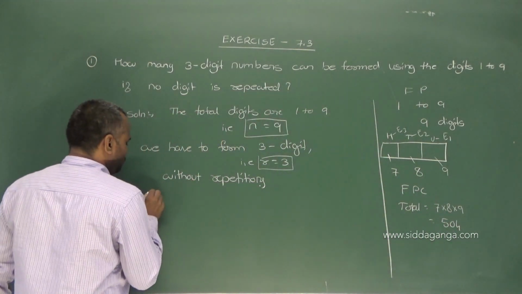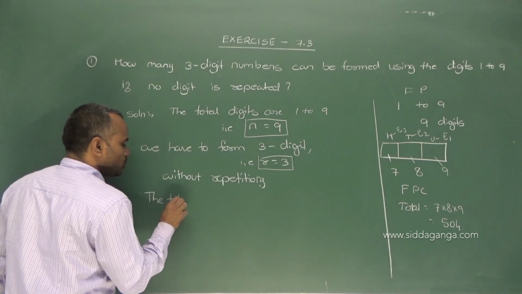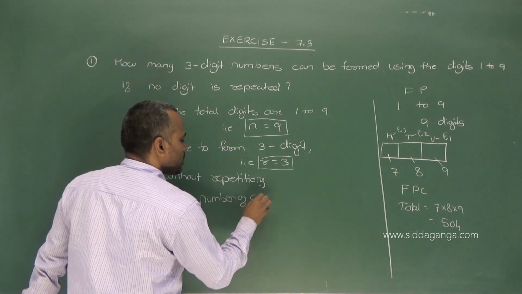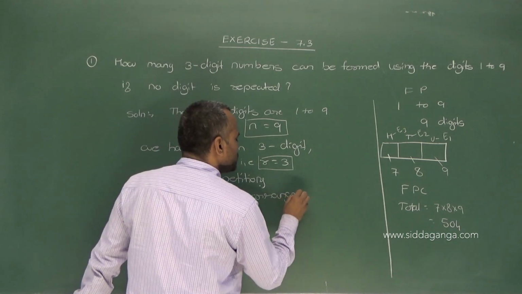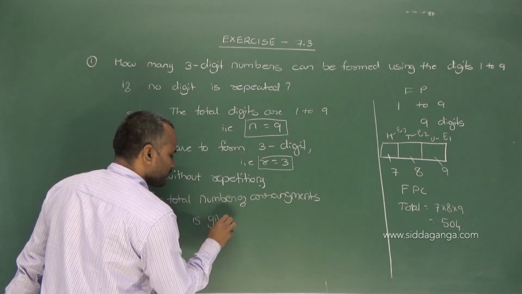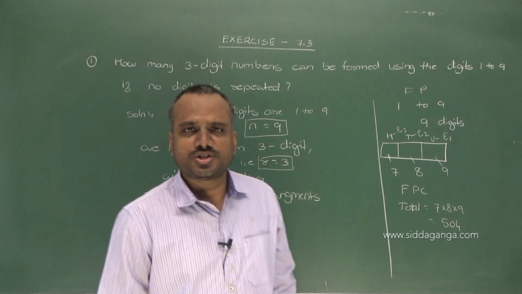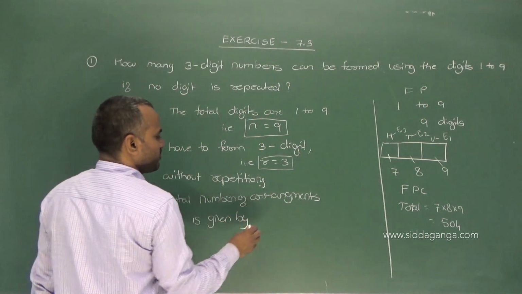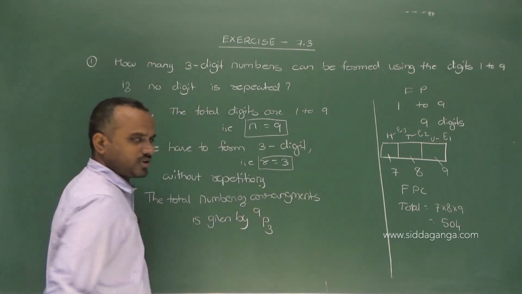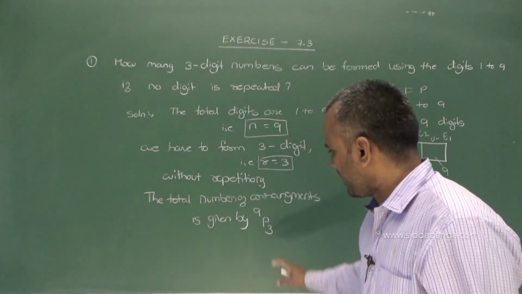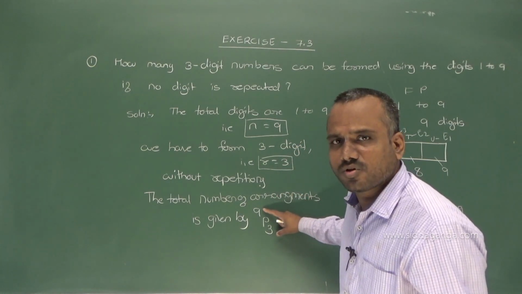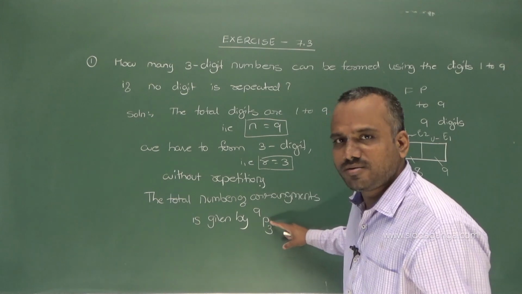So, the total number of arrangements according to the permutation, with n equal to 9 and r equal to 3, is given by 9P3, correct? The total number of arrangements is given by 9P3.